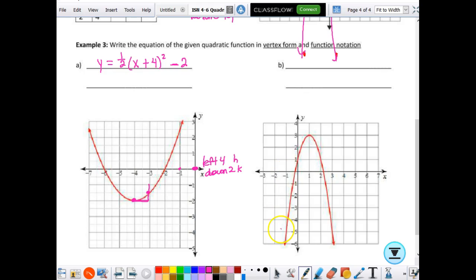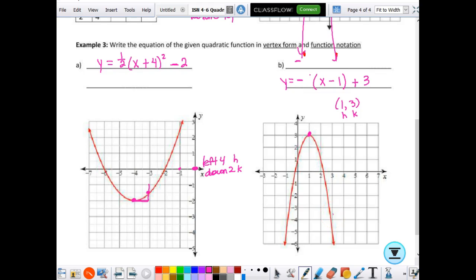But this one is reflecting. We know we're going to have a negative in the front. I'm going to do it down here. Okay, so y equals, where's my vertex? The vertex is at 1, 3. That's the h and the k. But when I put it in the equation, the h is going to be a liar. When you go to the right, it's negative. And then plus 3. And this guy has a negative because it's facing down.